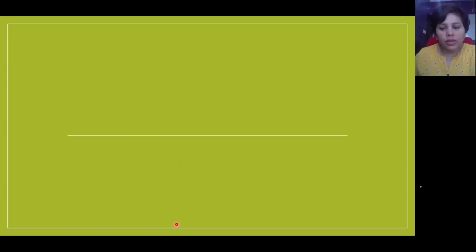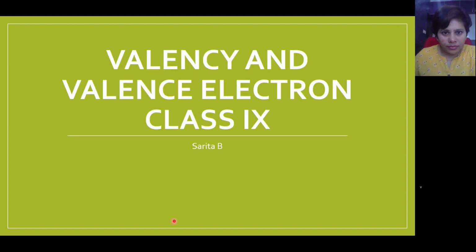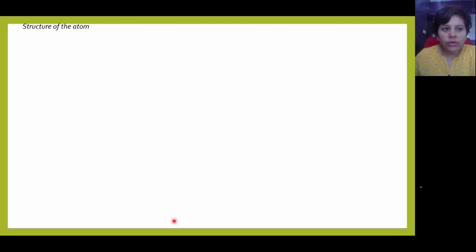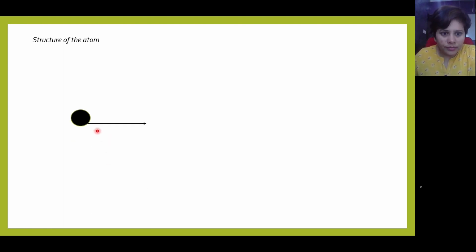Today I am going to explain the concept of valency and valence shell. Before knowing the concept of valency and valence shell, let us see the structure of the atom. Atom is the smallest particle of an element. It consists of a nucleus. It is surrounded by circular paths known as orbits or shells.